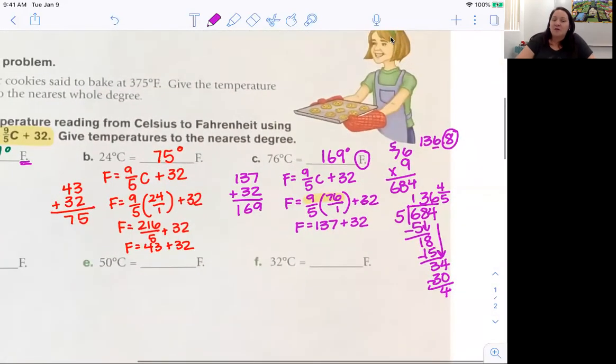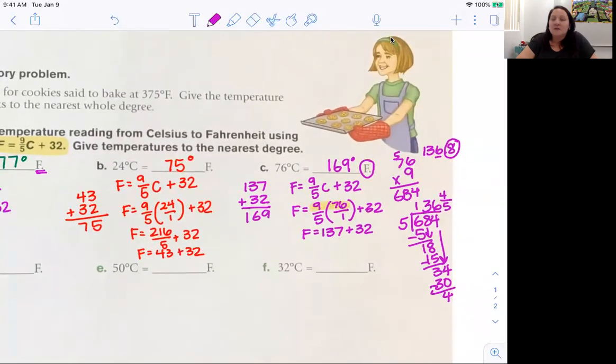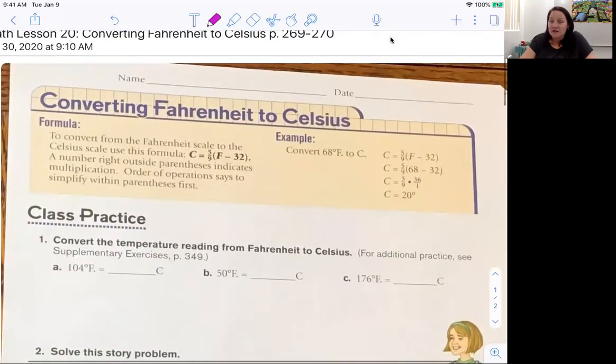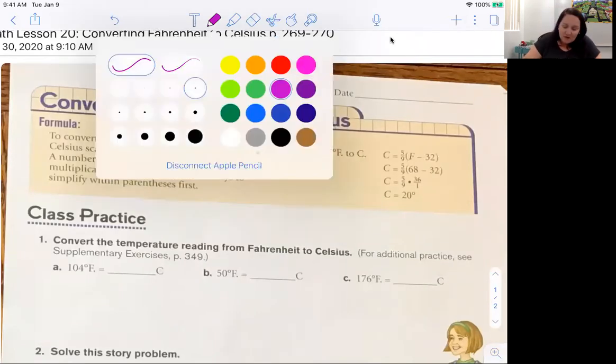So that's a little bit of a review for converting from Celsius to Fahrenheit. And today we're going to be converting using a different formula. And there's only two, thank goodness. There's a Celsius to Fahrenheit, and what we're going to be using today is a Fahrenheit to Celsius. So let's look at our yellow box.